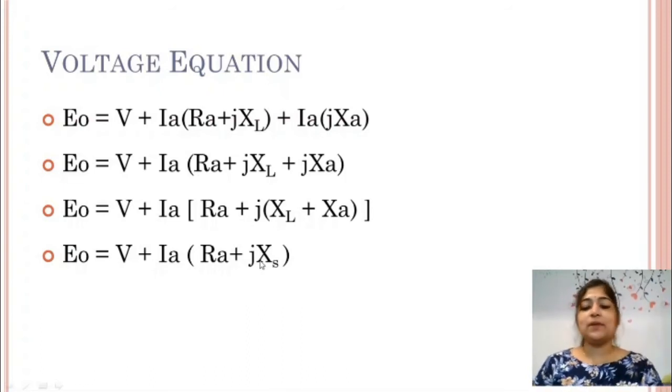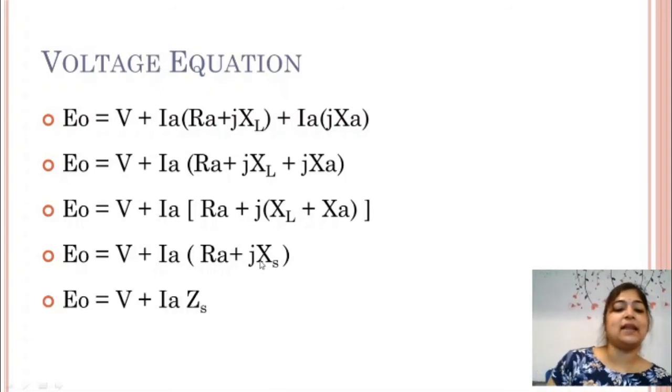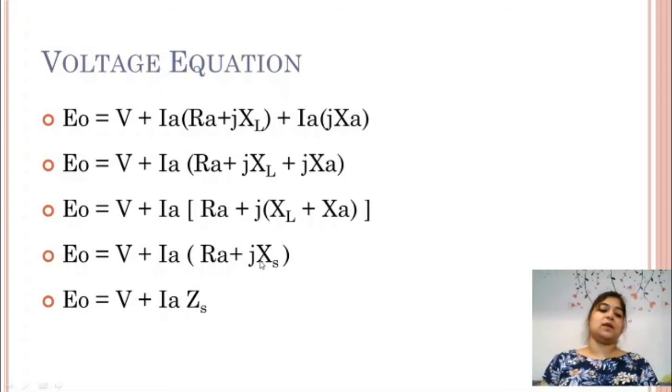Now RA plus JXS, I can combinedly write as ZS. ZS is nothing but the synchronous impedance. Very, very important equation: E naught is equal to V plus IAZS. All these equations are important for solving numericals as well as to draw the phasor diagram. And try to understand it. In my next session, I'll be telling you about the phasor diagram.